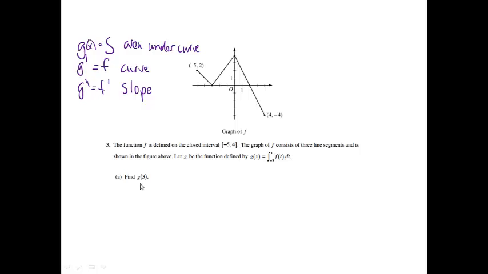So for part A, it says to find g of 3. So I know to find g of 3, it's just going to be the integral from -3 to 3 of f, and I took that right from this part right here. So we just want to find the area under the curve from -3 to +3. So it's going to be this whole triangle plus this little bit of a triangle right there.